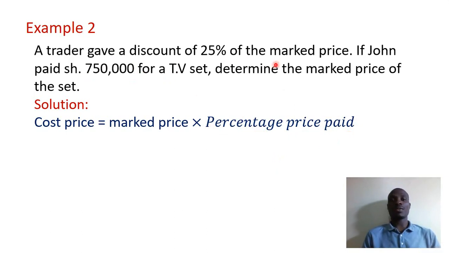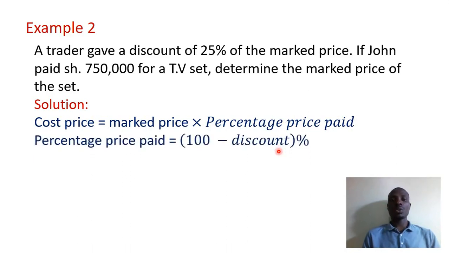The percentage price paid is going to be 100 less 25. So first of all, let's see how we get the percentage price paid. If you were to pay all the amount of money, it would be 100% paid, but there is a reduction of 25%. So the percentage price paid is going to be 100% minus the discount, which is 100 minus 25, which is equal to 75%.